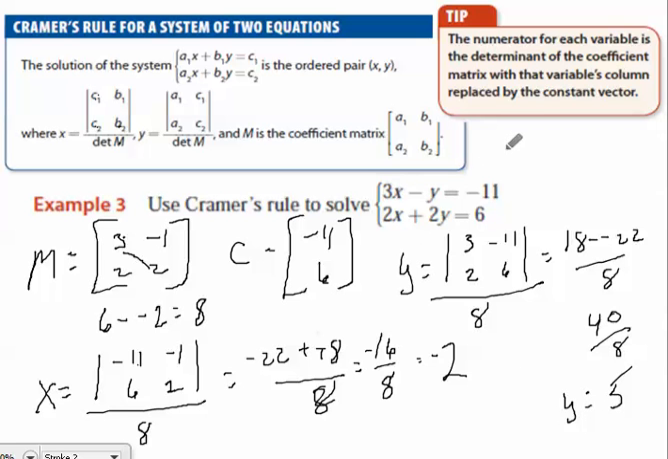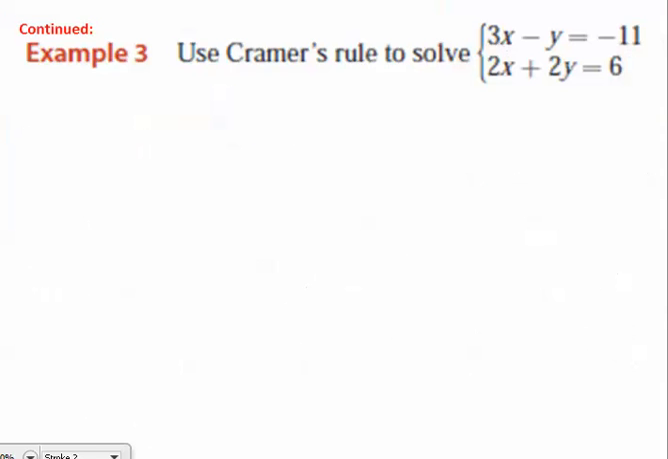Let's see if that works out. 3 times negative 2 minus 5. 3 times negative 2 is negative 6. Minus 5 is equal to negative 11. Check. Okay? 2 times negative 2 plus 5 times, or 2 times 5, that's negative 4 and 10, that's giving me a 6. Check. Check, check. We got it to work out for us. Good.